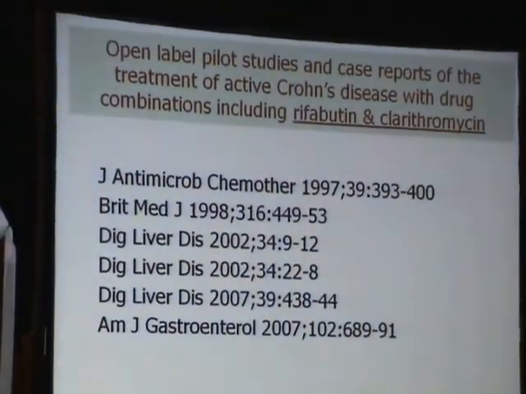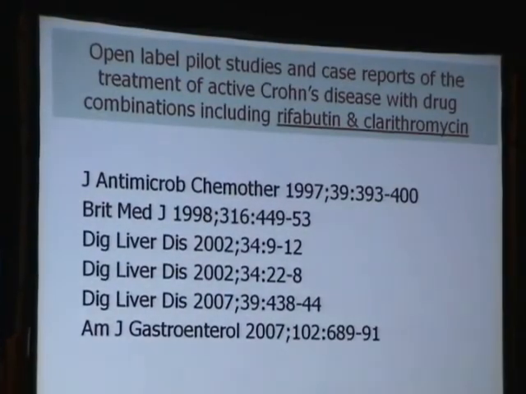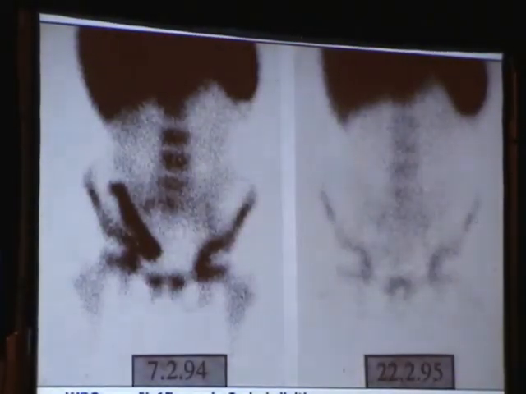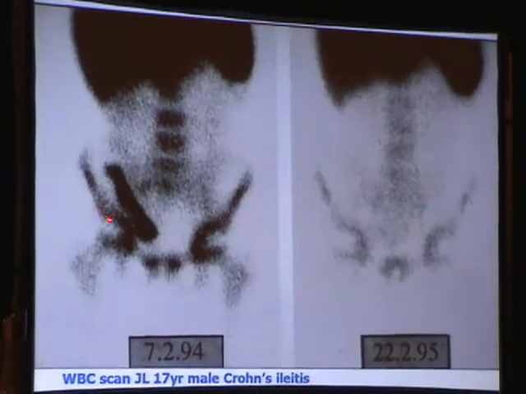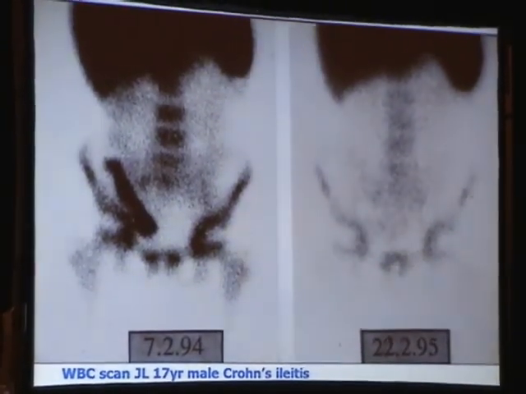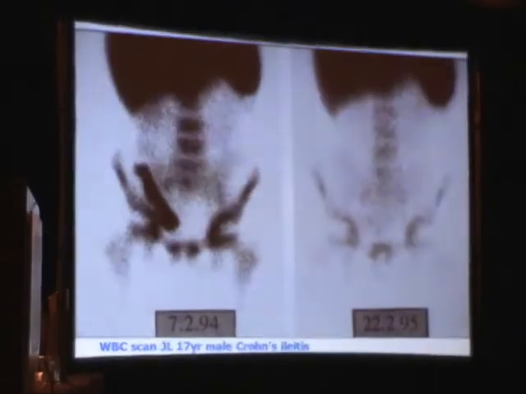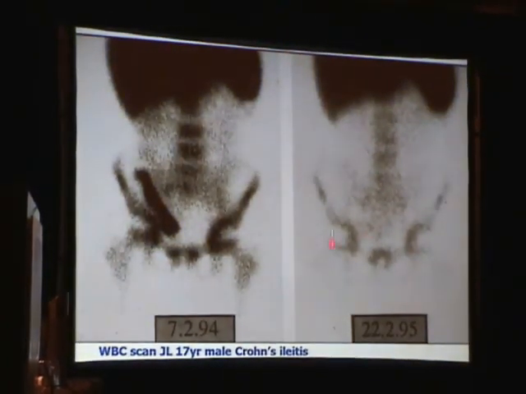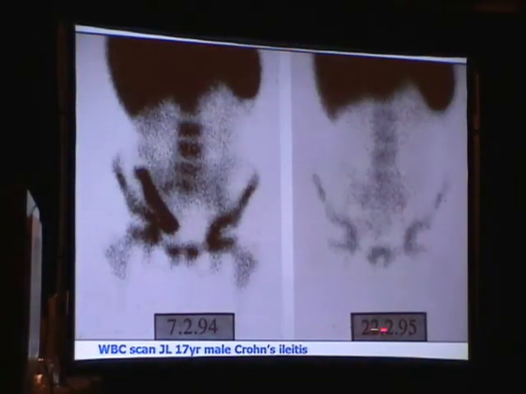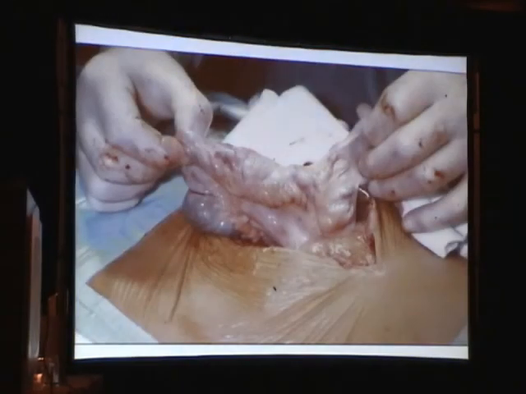But when man-made chemical modifications of natural Streptomyces antibiotics began to become available in the early 1990s, I and others did a number of pilot studies, and these are the kinds of things we saw. A boy with ileal disease and an intensely hot white cell scan, the disease completely disappearing over this period of time, and yielding a tight white scar in his terminal ileum that had to be removed. Those are my fingers.